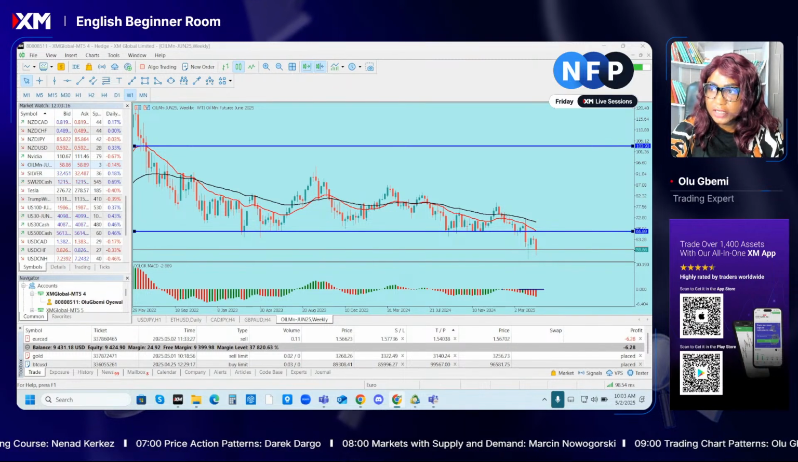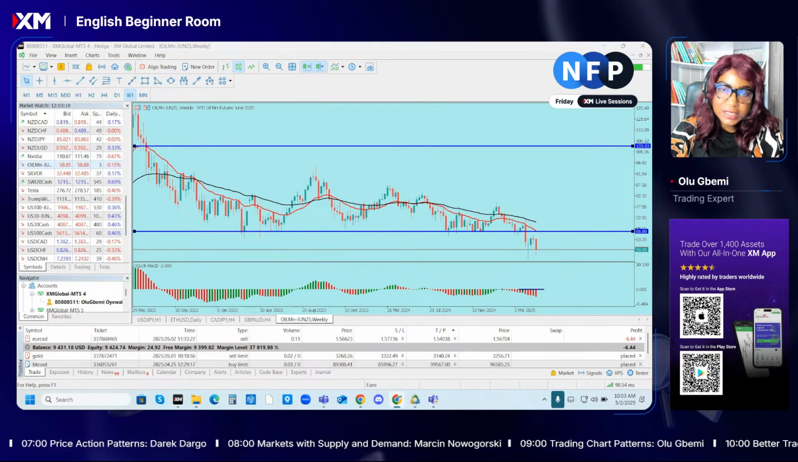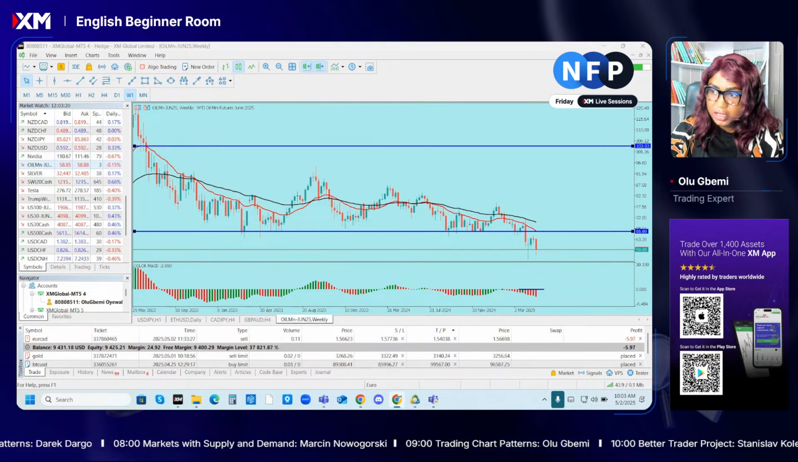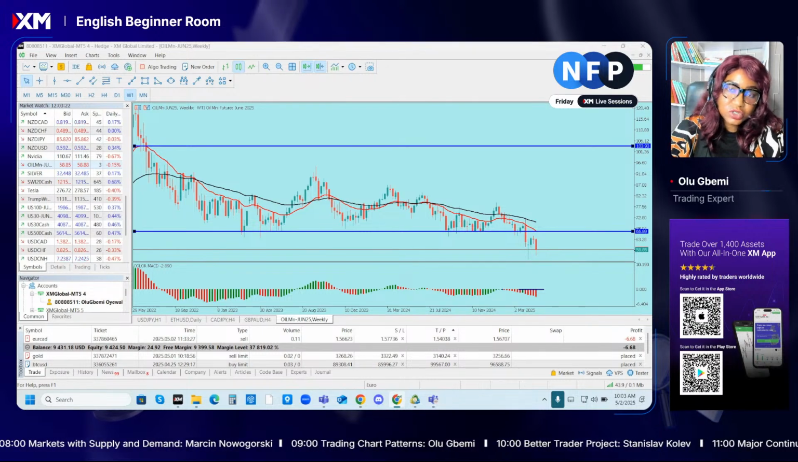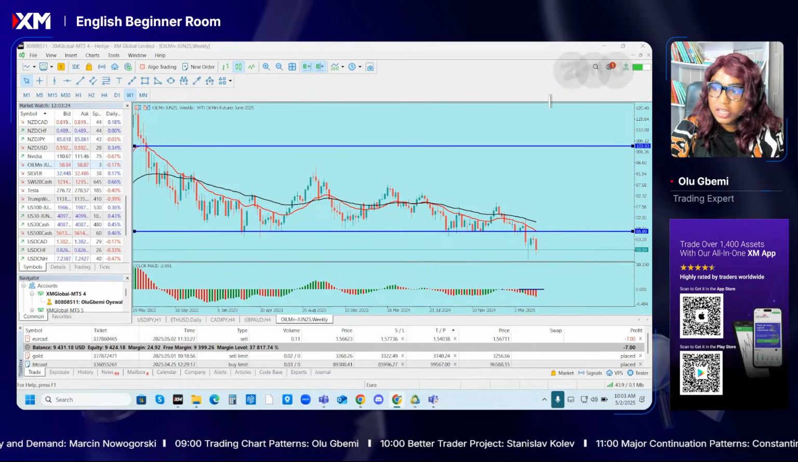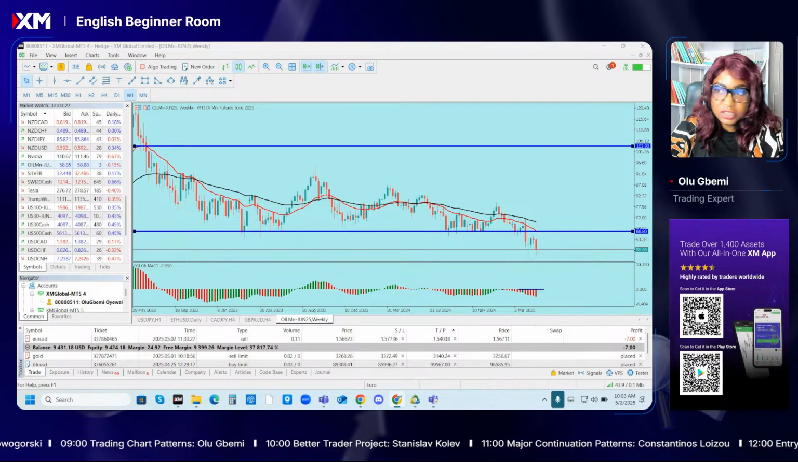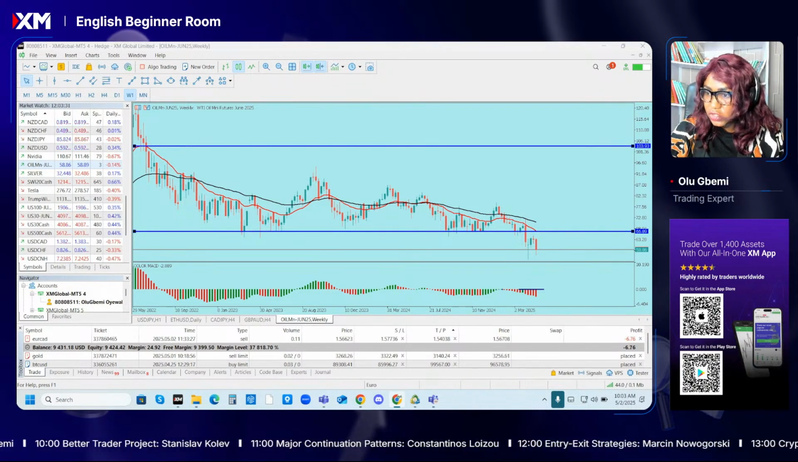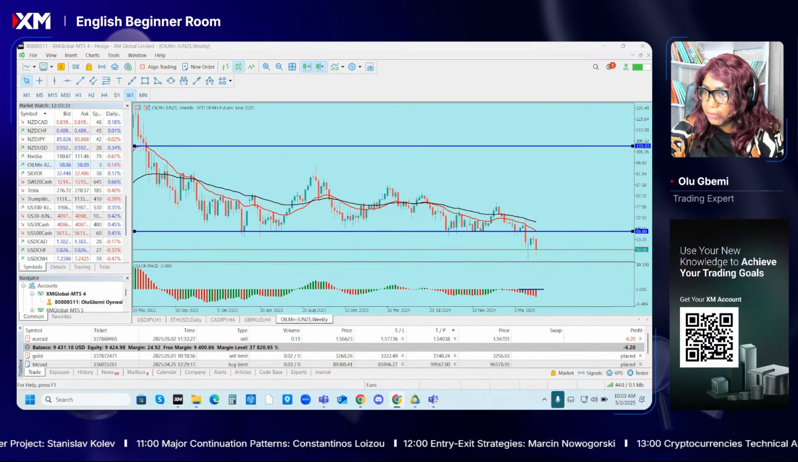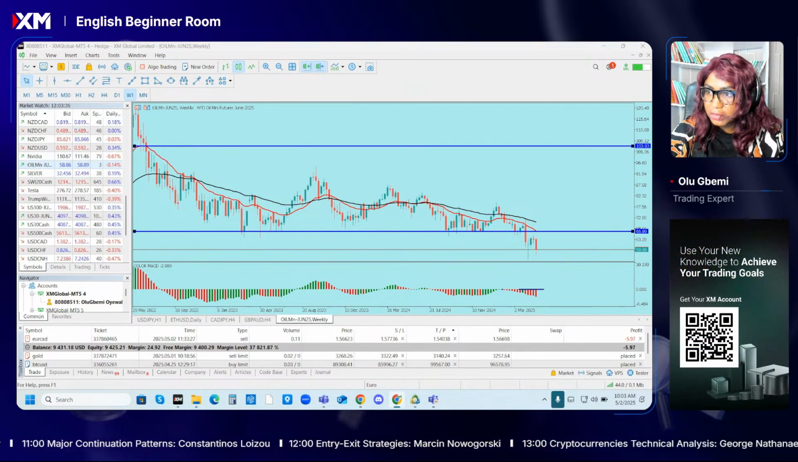But how can we identify this? If you can't identify patterns, you don't even know what the patterns are. Also, if you can't identify your trend, it becomes difficult to tell the kind of pattern you're seeing, whether it's a reversal pattern or a continuation pattern. So this is why it's quite important to know how to do it.